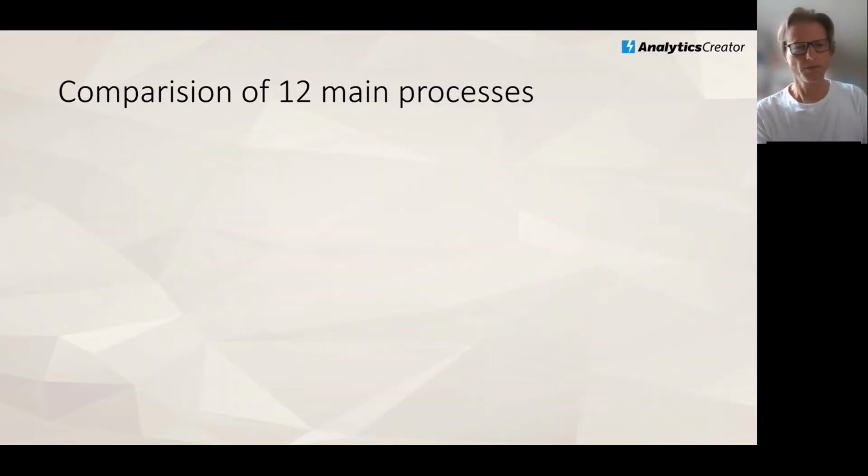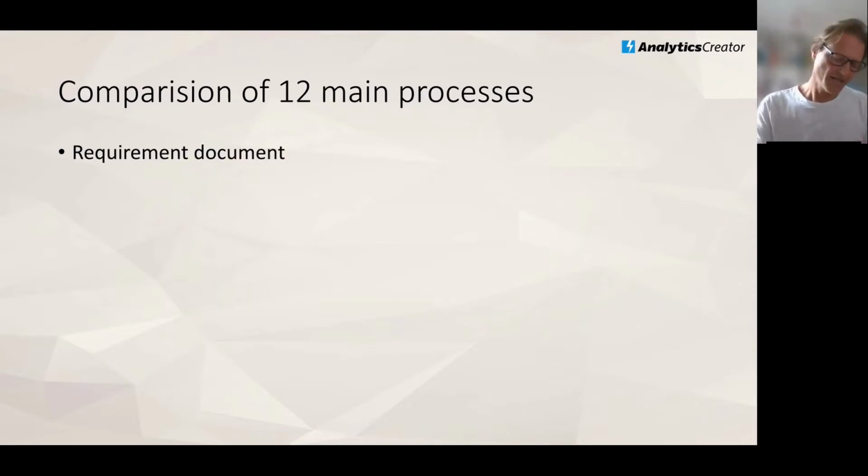So now we come to the 12 main processes. I think there are a little bit more, I started with 12. Let's see how it works manually in a business intelligence competence center.